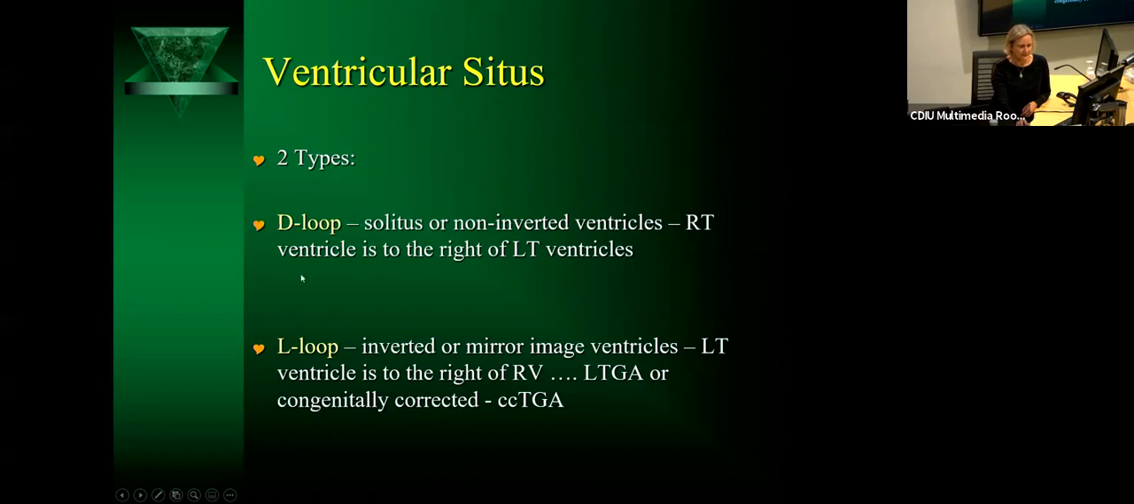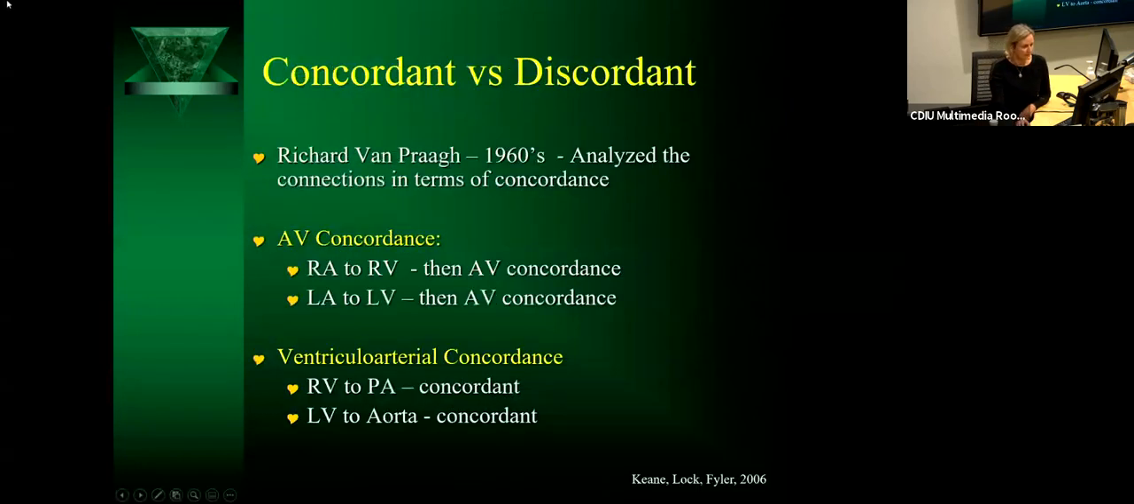So this morning we had a nice presentation on DTGA. Later on in the course, we'll have one on congenitally corrected, or LTGA, by one of our surgeons, Dr. Osami Hanjo. So now we're going to talk about the concordance or discordance of the atria to the ventricle.